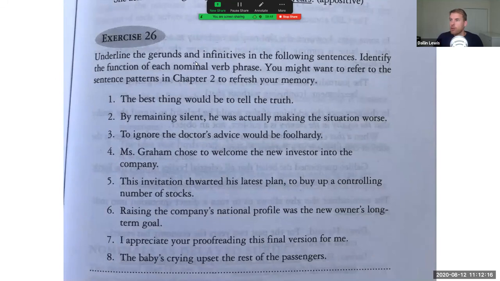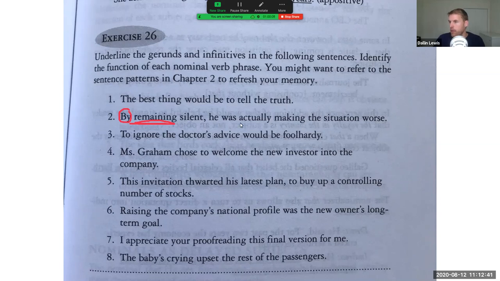So let's look at a couple of examples. They want us to underline the gerunds and infinitives in the following sentences and identify the function of each nominal verb phrase. You might want to refer to sentence patterns two to refresh your memory. "By remaining silent, he was actually making the situation worse." So we see my gerund here. I have a preposition here. So this is a prepositional object, where I have this gerund.